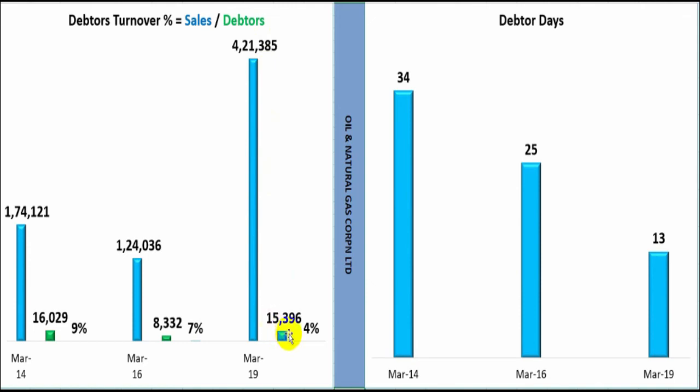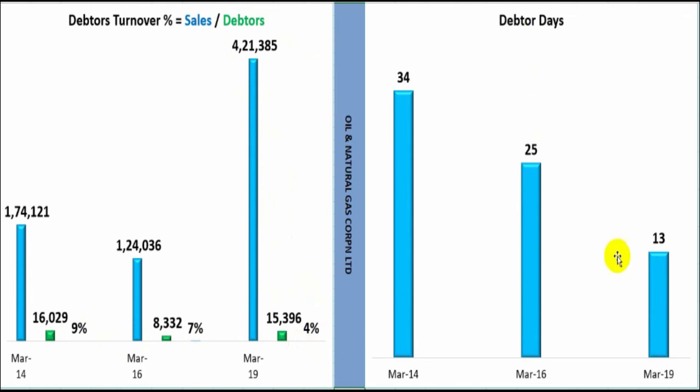So 15,000 to be collected against a total sales of 4,21,000 crores, which is just 4%. My benchmark is that it should not exceed 30% of the total sales or total revenue being generated, as that would mean that the company is not very efficient at collecting payment from its customers.